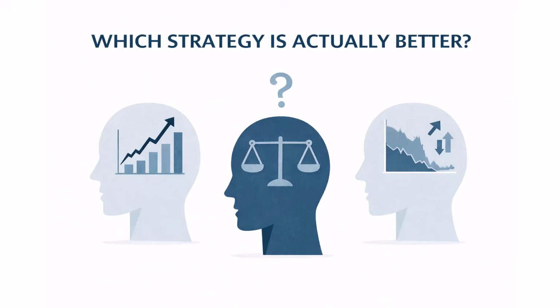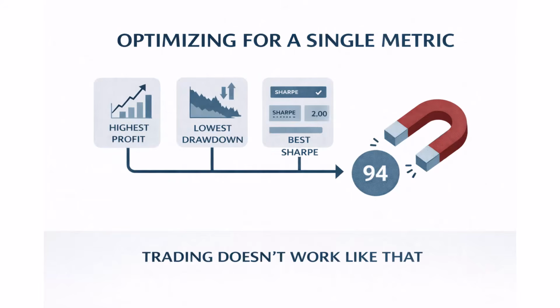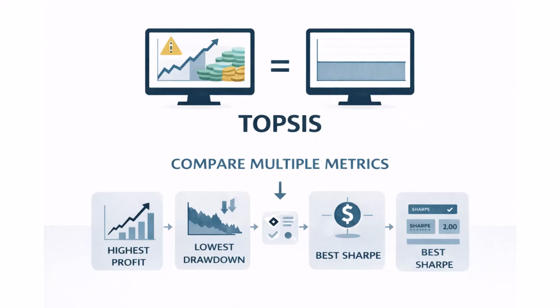Most people solve this the wrong way. They pick only one metric, like highest profit or lowest drawdown, or the best Sharpe or the highest win rate. And they optimize everything around that single number. But the problem is, trading doesn't work like that. Because the strategy with the highest profit is often the one that almost blew your account. And the strategy with the smoothest curve is often the one that doesn't really move your equity at all.